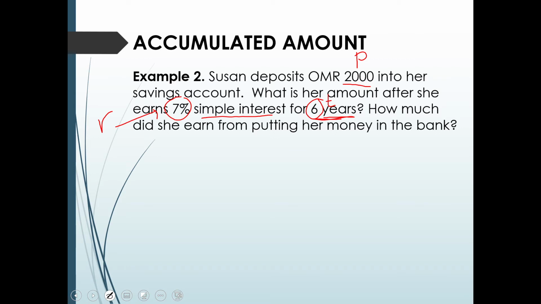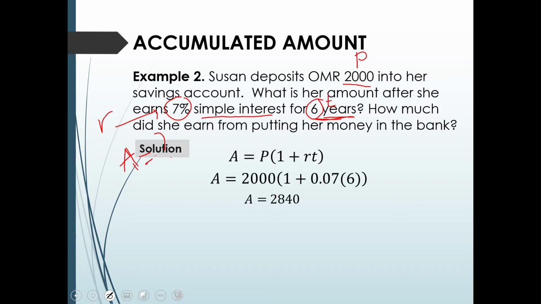How much did she earn from putting her money in the bank? The first question is, what is her amount after she earned interest? That's at the end of 6 years, so we are looking for A. Find A. The formula, A is equal to P times 1 plus RT. Principal, the rate 7 over 100, 6 years. So you will get 2,840.